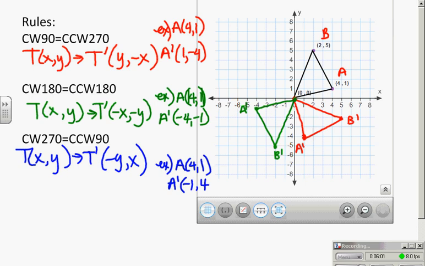That means A prime is going to be at -1, 4. Switch the x and the y, opposite sign on the y. So -1, +4 will be A prime. B prime will be at -5, 2.